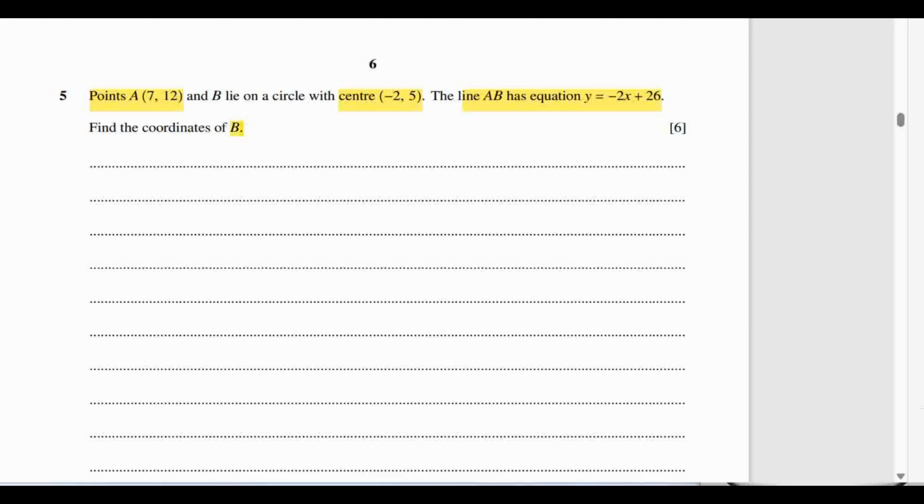Now first of all, try to understand the concept, the question, and the question here is that we will have a circle. This is not the appropriate circle. Let me draw it again.